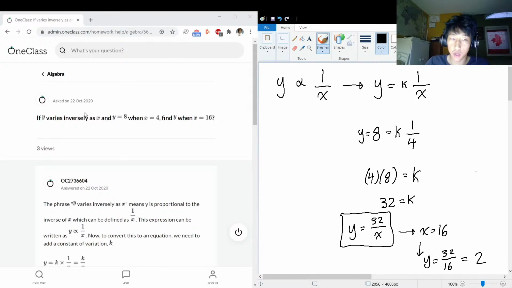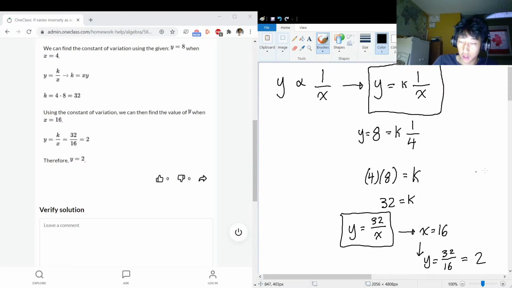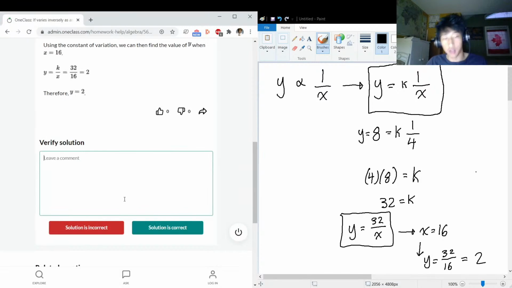I think the key here is setting up originally this equation y equals k over x when you know that they have an inverse relationship with each other. And the alpha here just means their relationship is inverse, but you can easily convert that alpha into an equals a constant times whatever. Awesome, sounds good. They said y is 2. That's 2 true. That's good. So the above solution is good.